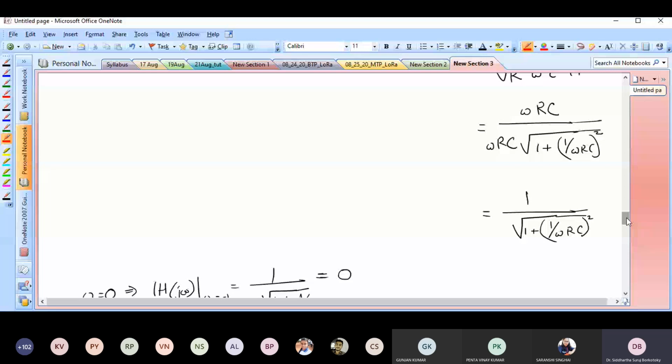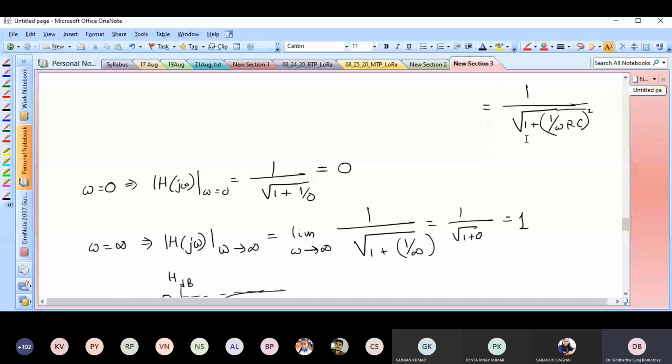So first question is, what happens if omega is 0? If you make omega equals 0, then you have in the denominator 1 plus 1 by 0, which means we have 1 plus infinity. So you have 1 divided by square root of infinity, which is nothing but 1 by infinity, and that tends to 0. So basically, if you make omega equals 0, then you get a 0 at the output, which means a DC input gives you no output. So DC input, 0 output. No matter what the input voltage of the DC is, the DC input will give you 0 output.